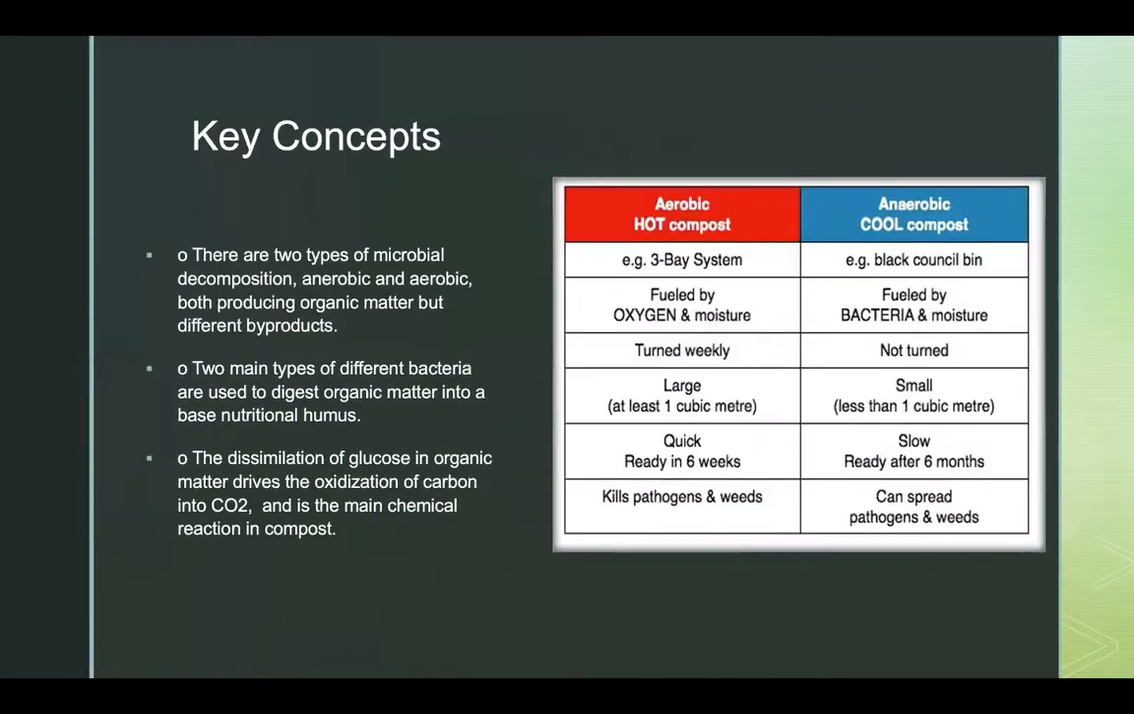Some key concepts to understand how compost works is how these two types of microbial species compost. They both produce organic matter, but very different byproducts. The two main types of bacteria are used to digest organic matter into a base nutritional humus for plants. The dissimilation of glucose in organic matter is what drives the oxidation of carbon into CO2 and is the main chemical reaction in compost.